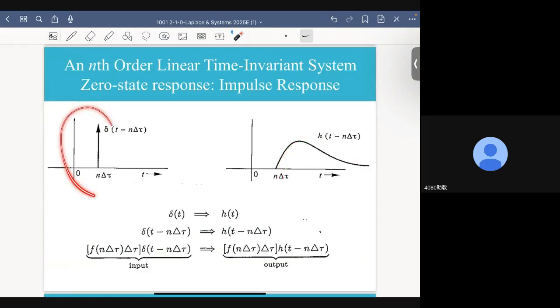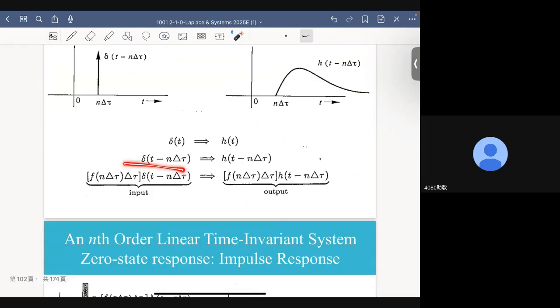However, since I delayed the input by this much time, the resulting response will also be delayed by the same amount of time. So if this is the input, this will be the corresponding output, since we are dealing with a time-invariant system. And this result is also one of the very important properties of a time-invariant system.